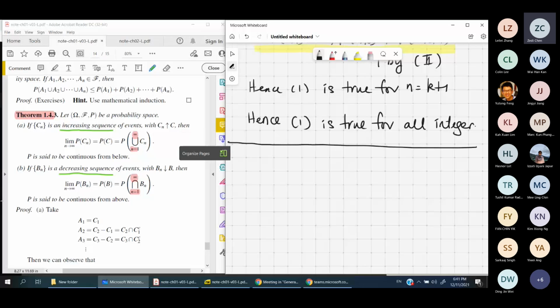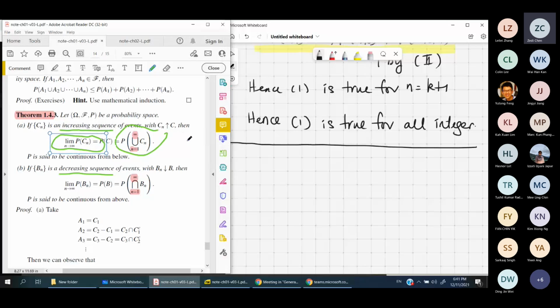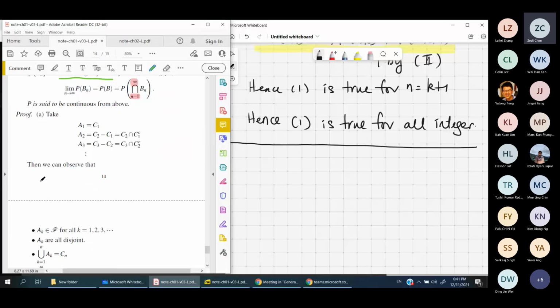Right, so let's look at our setting. First of all, Cn is an increasing sequence, so that means getting larger and larger. So we want to verify this: the limit of this is equal to this. Don't mess up. Okay, so let's look at the procedure here.